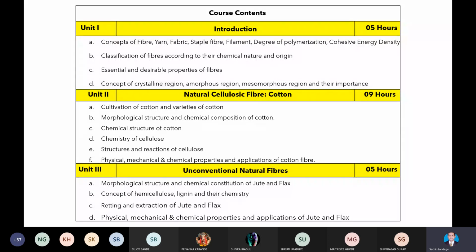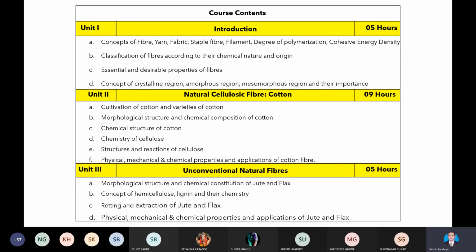Desirable means, even if you got lower marks in the CET, that doesn't matter. If you got higher marks, that is well and good. If you got lower marks, that is not good. So essential means mandatory for all, and desirable means if these properties are present, it will give additional benefits. So that's the difference between essential and desirable properties of fiber.